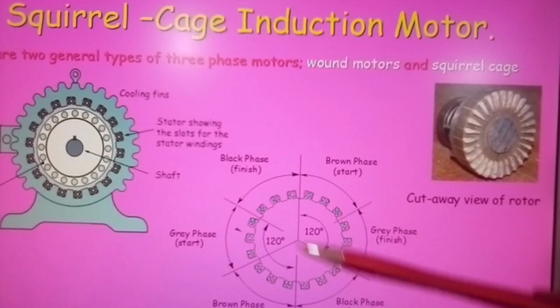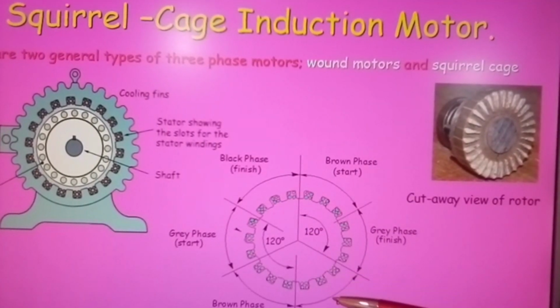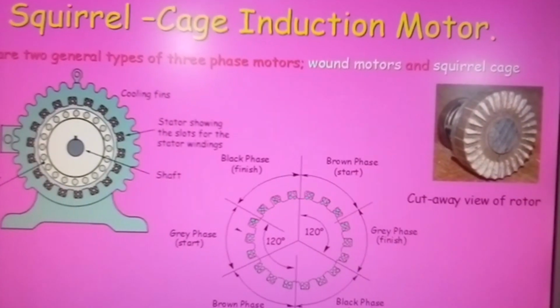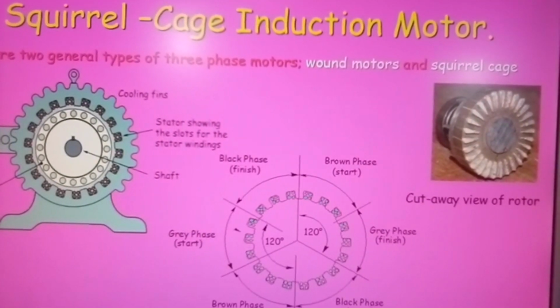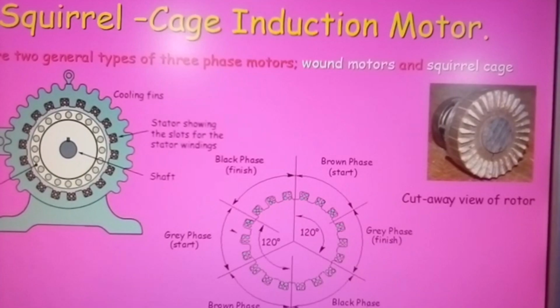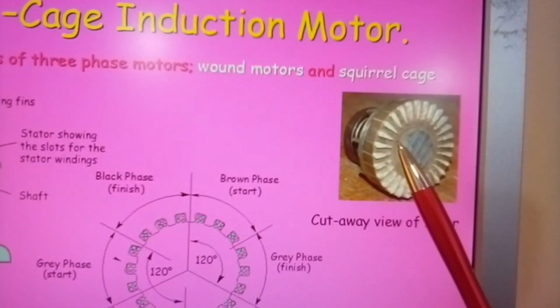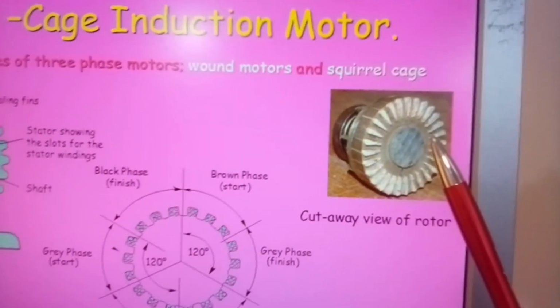The same for this as well. The black phase will also have a starting point, but it has a finishing point which is opposite to its starting point. And this is just a cutaway view, just to give an idea as to what it would look like.